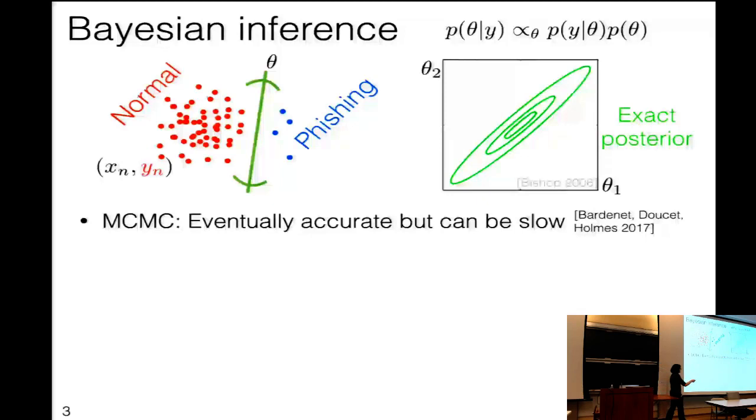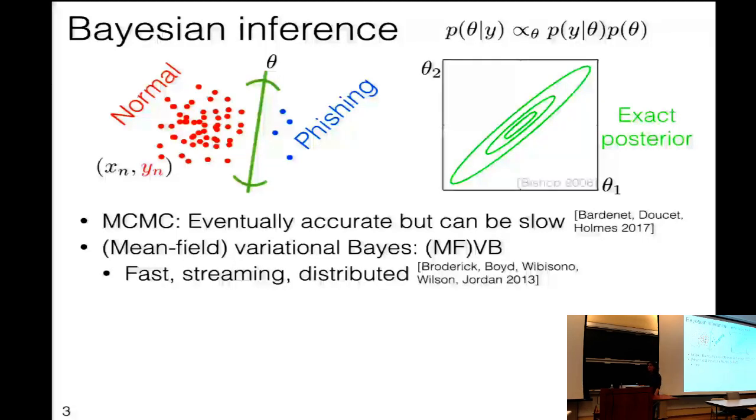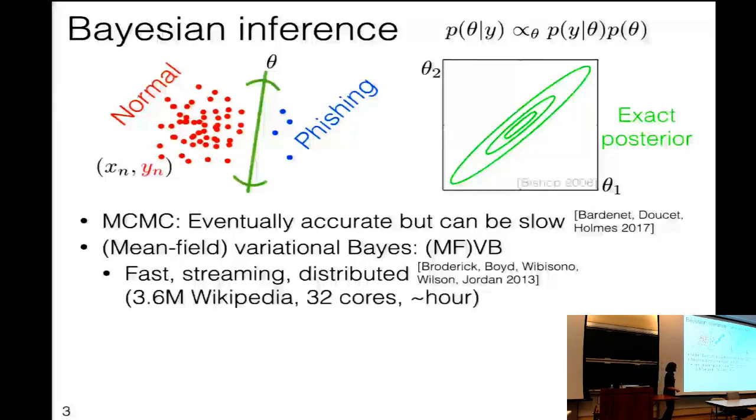So they find in practice that it's often a bit too slow for them, and we increasingly see that people instead are turning to modern methods like variational Bayes, especially so-called mean field variational Bayes. So mean field variational Bayes is great because it's so fast. I mean, this is why people are turning to it. It's very fast, it's easy to run, we can make it streaming, we can make it distributed. We've done work showing we can run on millions of documents from Wikipedia with 32 cores in about an hour, and this was back in 2013, so it's only going to be much, much faster now.